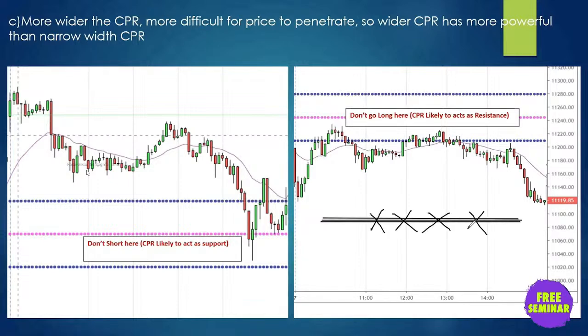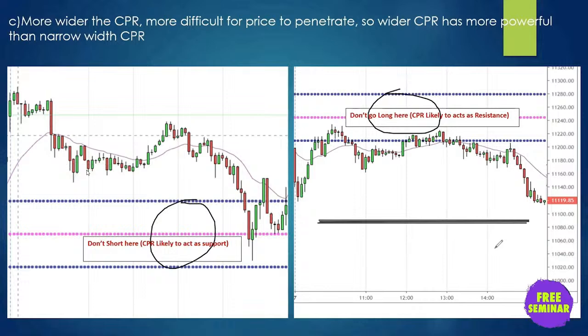Now you may be thinking that, oh, that means a narrow CPR has no value at all, and I don't have to worry about the narrow CPR whenever I see it on my chart. Remember, a narrow CPR also has one important significance. What is that important significance? You remember I said there are two types of days, sideways day and trending day. Sideways days normally happen whenever the CPR is very wide, right? Then there is something called a trending day. What is a trending day?